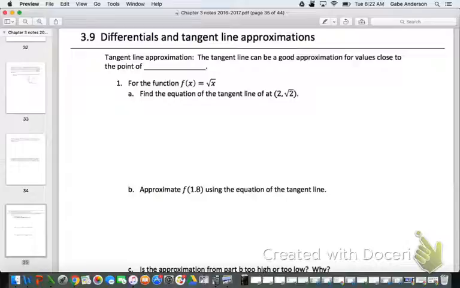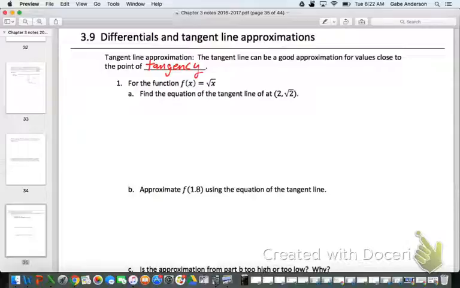All right, so let's fill in the blank. It says the tangent line can be a good approximation for values close to the point of tangency. Yeah, point of tangency is what we're talking about. And so while I'm writing this, maybe you're writing it too, let me ask you the question. I've asked you this 1,000 times. I'll keep asking it as needed.